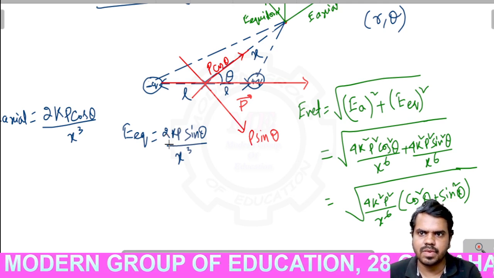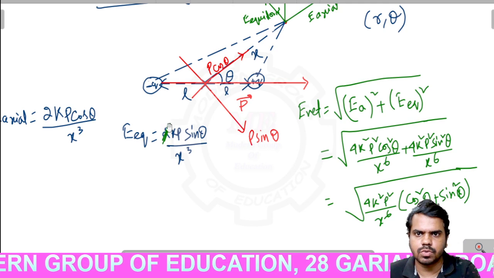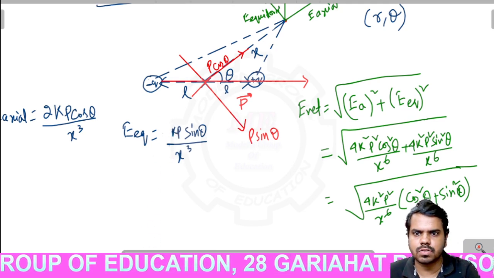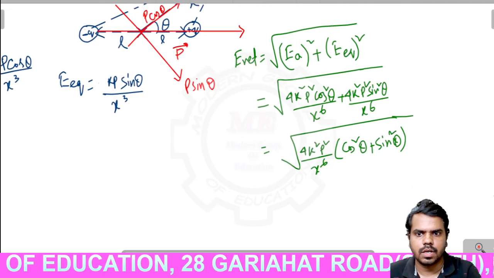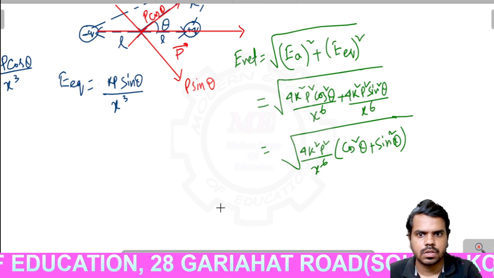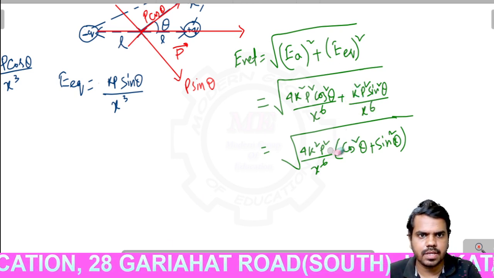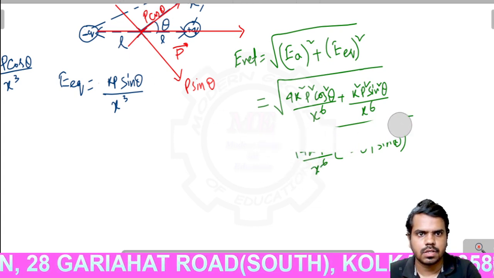Here it is kp by x cube, sorry, not 2kp by x cube. So this is kp by x cube, not 2kp by x cube. That means here also only k square p square by x to the power 6 into sin square theta. So this was wrong.